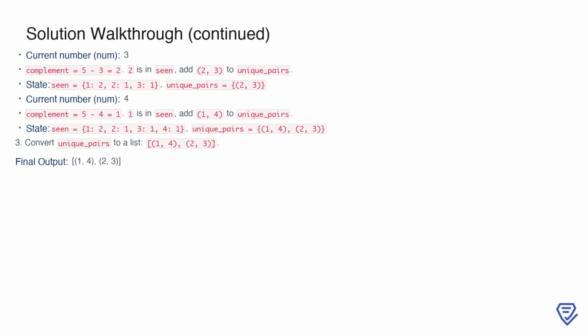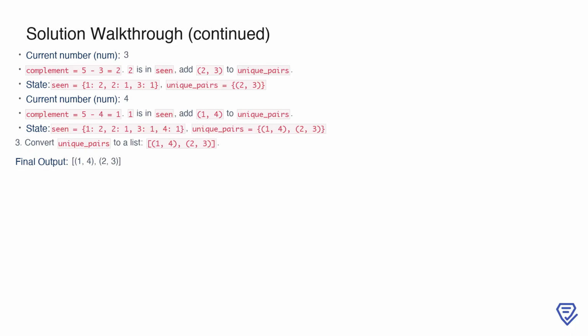to unique_pairs. At this point, seen contains all the numbers from the array, and unique_pairs includes the pairs 1, 4, and 2, 3. Converting unique_pairs to a list gives us the final output 1, 4, 2, 3. Notice that the duplicates in the array didn't affect the result because we used a set to track unique pairs. This ensures that even if the same pair can be formed multiple times, it only appears once in the output.